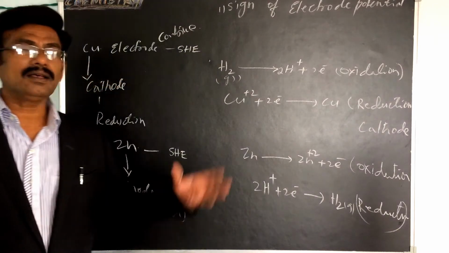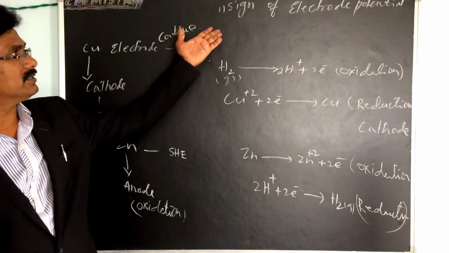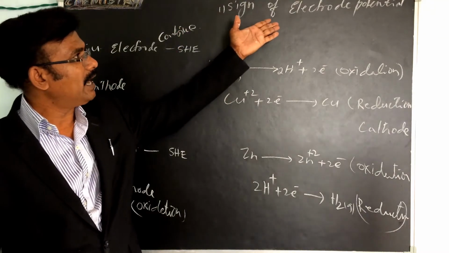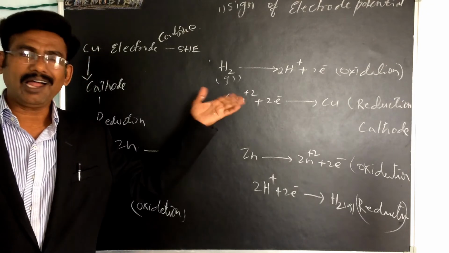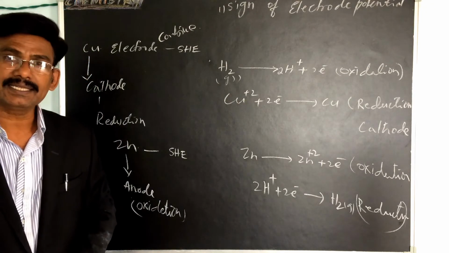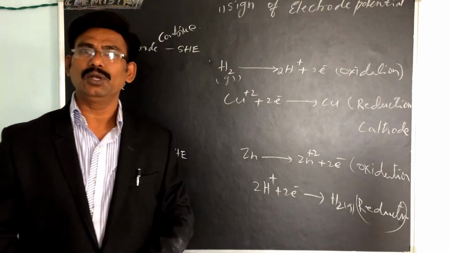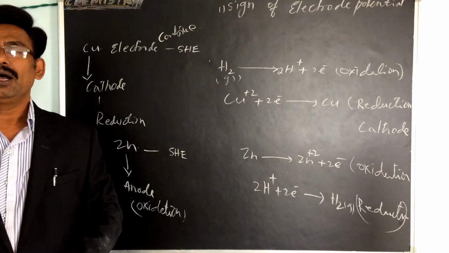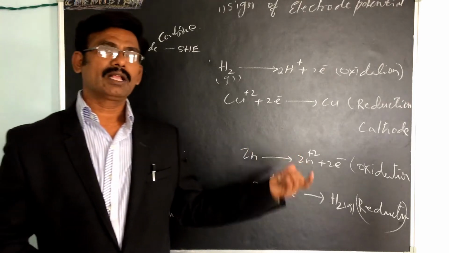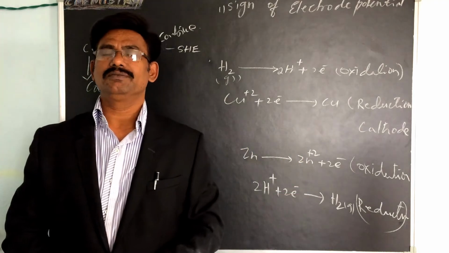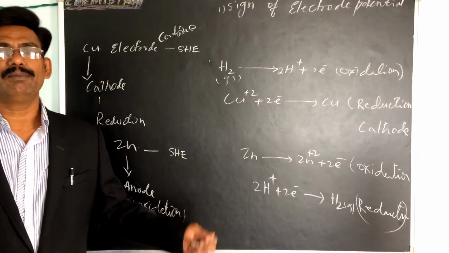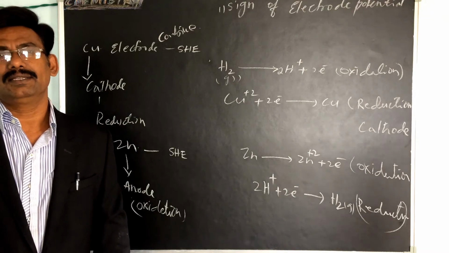Okay, this is the sign of electrode potential. Always this type of reaction occurs in all electrodes, especially the quinhydrone electrode, glass electrode, and many other electrodes we can take. Okay, this is about some reactions.